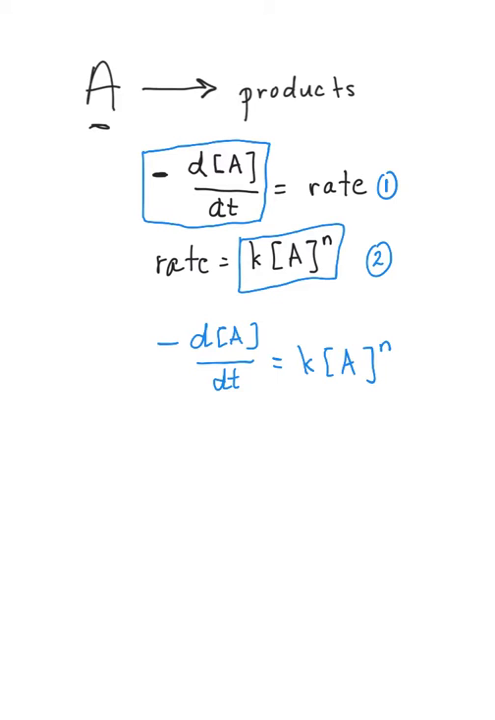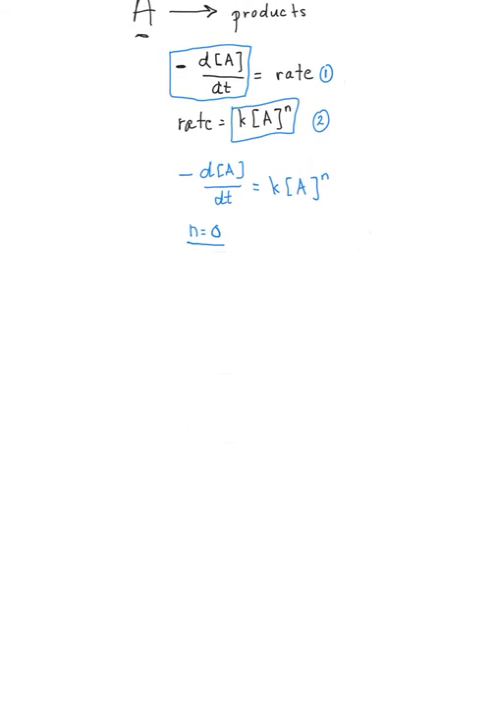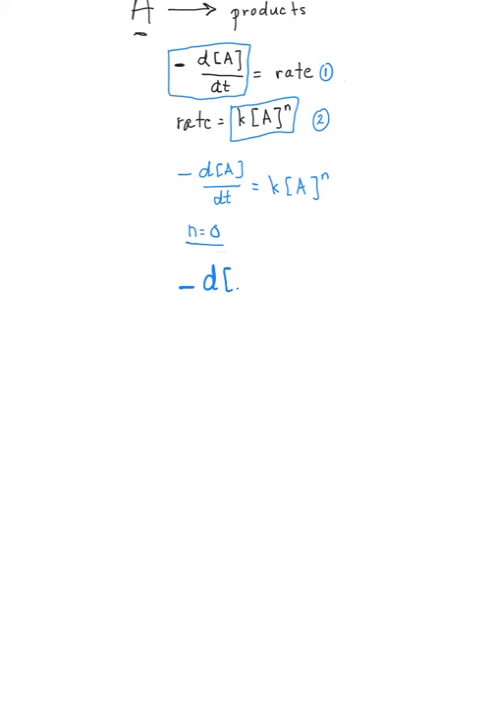In order to solve this equation, we're going to take a series of cases where we assume a value for this exponent n. In a first case, we're going to think about the case where n is equal to 0. This is a 0th order rate law. So let's solve when n is equal to 0. If n is equal to 0, then we have the concentration of A raised to the 0 power. Anything raised to the 0 power is 1. We end up with an equation that looks like this. Negative change in concentration of A with respect to time is just equal to a rate constant, K.